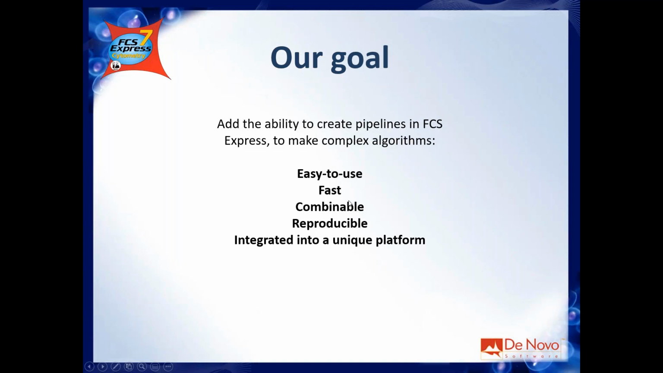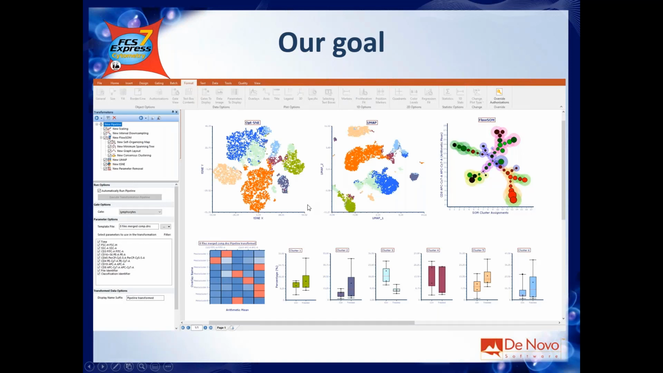Then combinable, you will see this is basically the key point today. Reproducible, just save your layout in FCS Express and all the pipeline is there. And integrated into a unique platform, which is FCS Express. So you can use backgating, you can use heatmap, you can use bar chart, whatever you want. So this is just, for example, a graphical summary of what I wanted to show you. So everything is in FCS Express. This is just a screenshot.